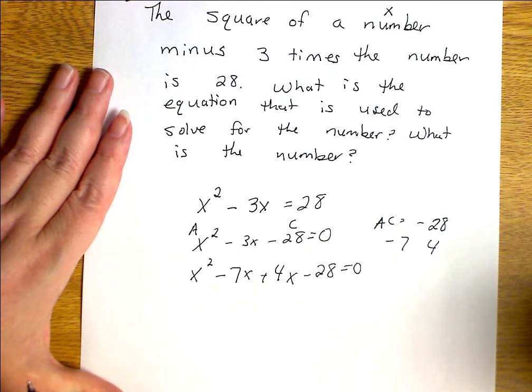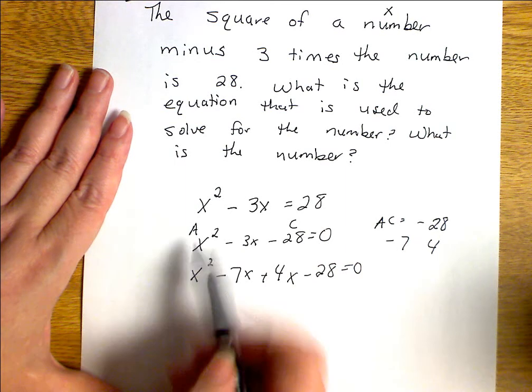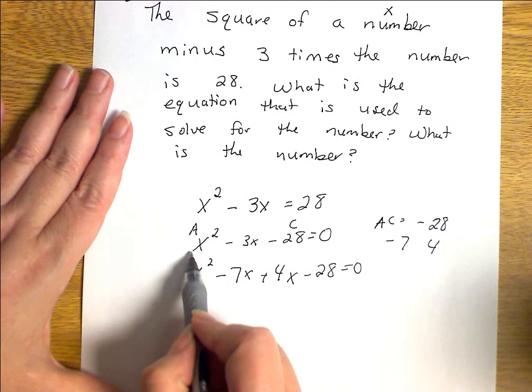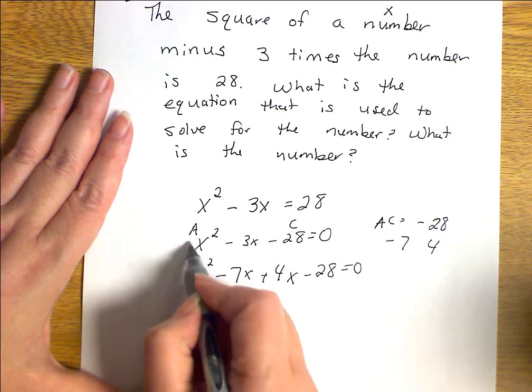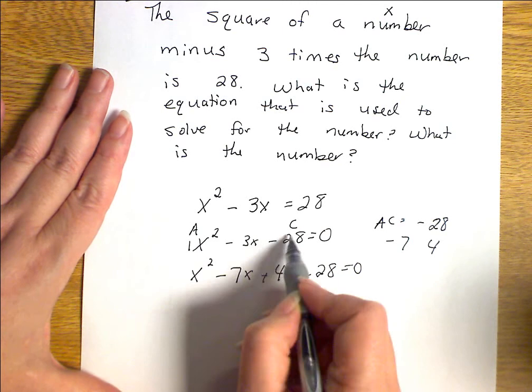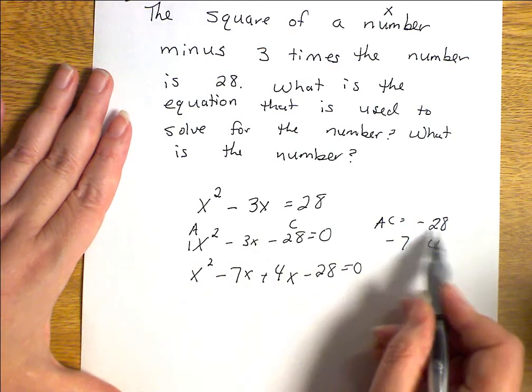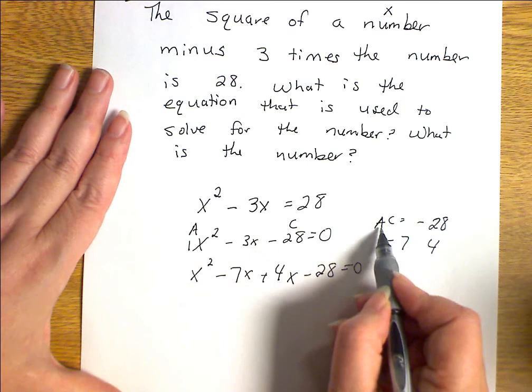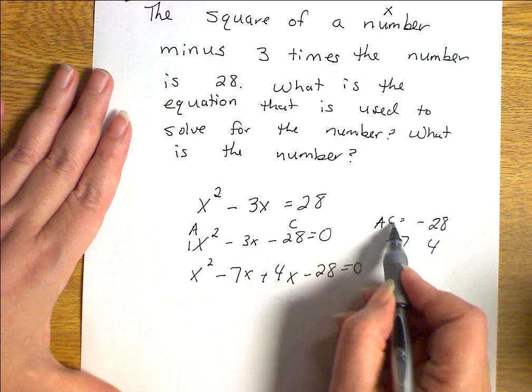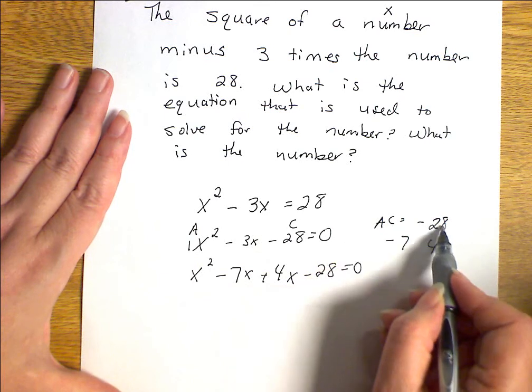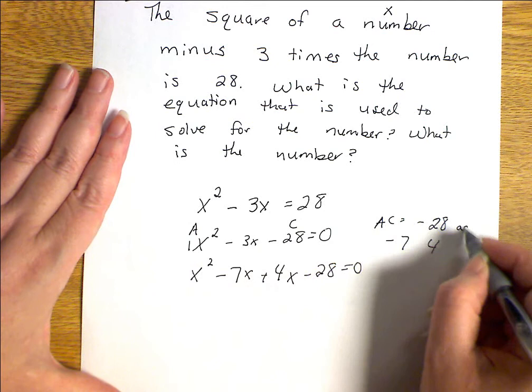What's the question? I'm trying to understand the concept of AC. What number's in front of here? A 1. So what you do is you go 1 times the number here. So what is 1 times negative 28? Negative 28. So you're looking for two numbers that multiply together that gives me a negative 28, that when I add them, gives me what is B.